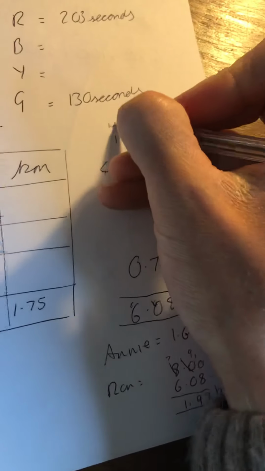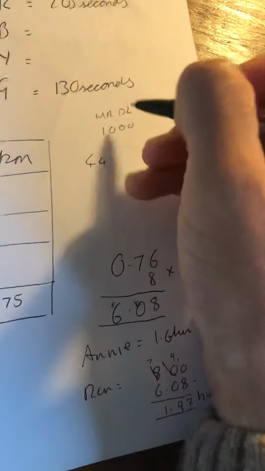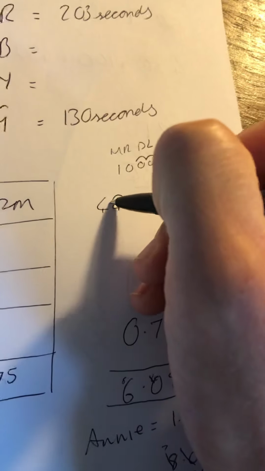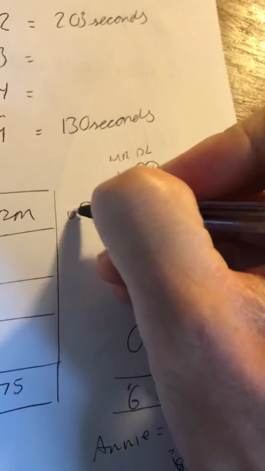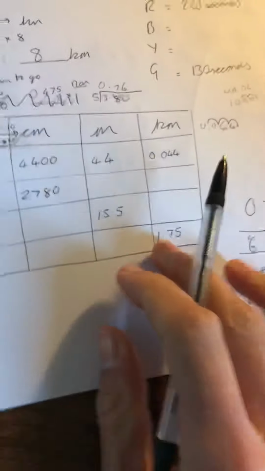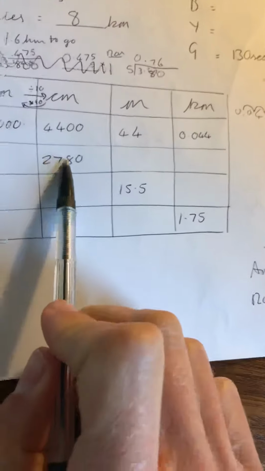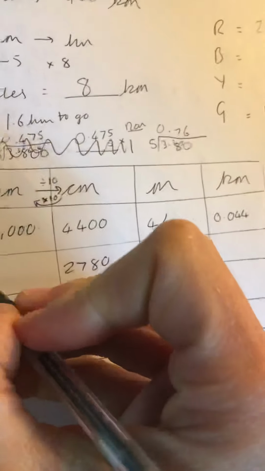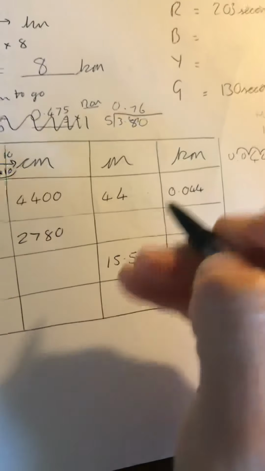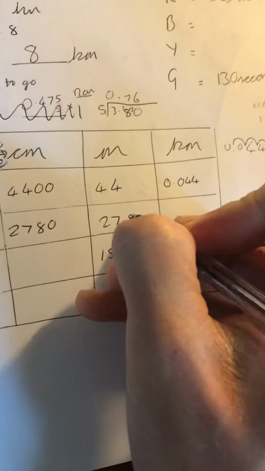So if I show you, remember, Mr. DL, decimal point's hiding there, 1, 2, 3 jumps, get 0.044 kilometres. And then for the rest of the table, we're doing versions of that, working out which way. So centimetres to millimetres, I need to times it by 10, 27,800. Centimetres to metres, going to divide it by 100, 27.8.